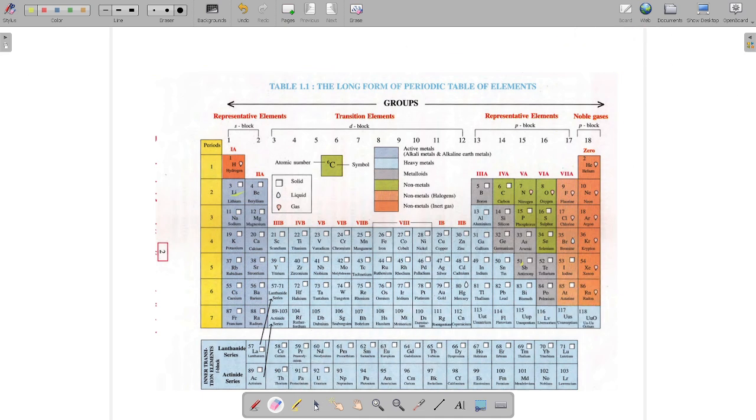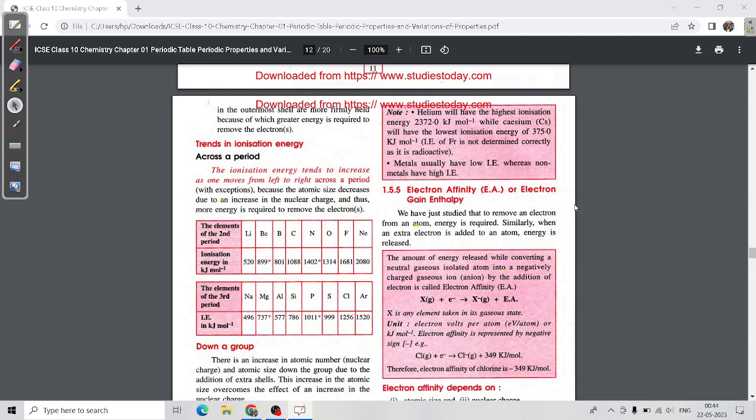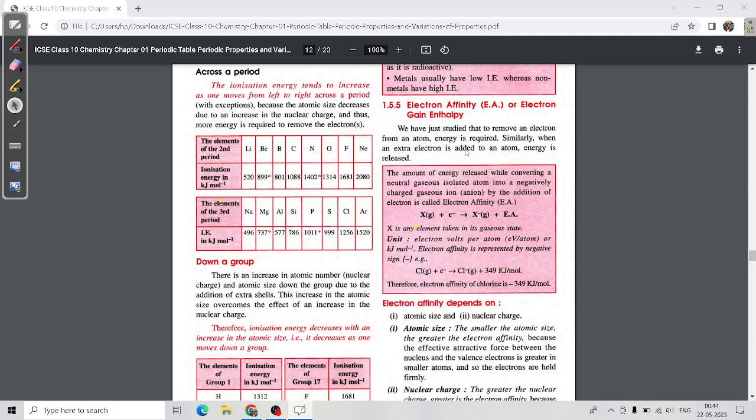Now next is electron affinity. First I will underline the important points here: the amount of energy released while converting a neutral gaseous isolated atom into a negatively charged gaseous ion by addition of an electron. These are the keywords you should have in your definition when you are writing in the exam.